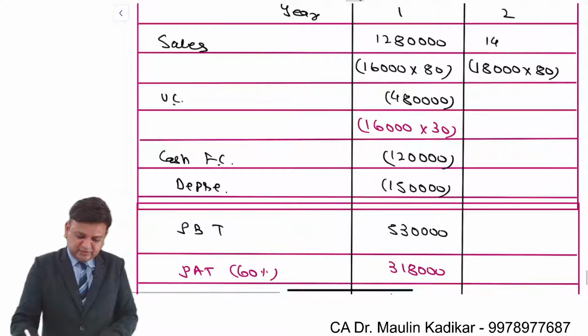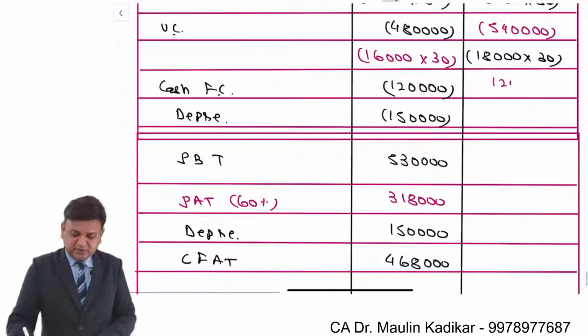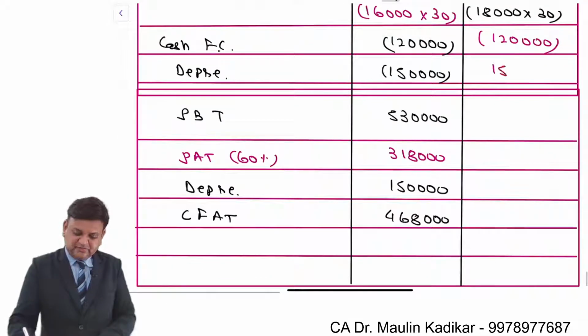That comes to 14,40,000. Then it is 18,000 into 30. That comes to 5,40,000. Cash fixed cost is 1,20,000. Depreciation is again 1,50,000.